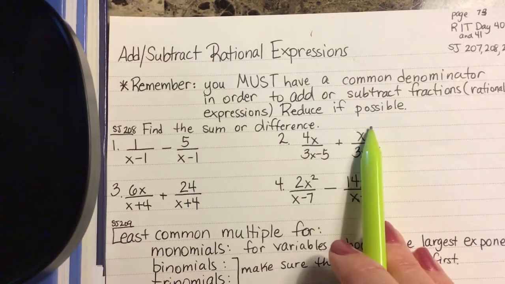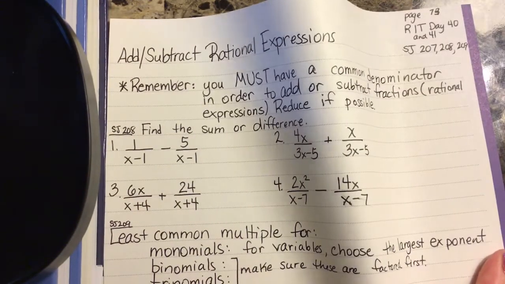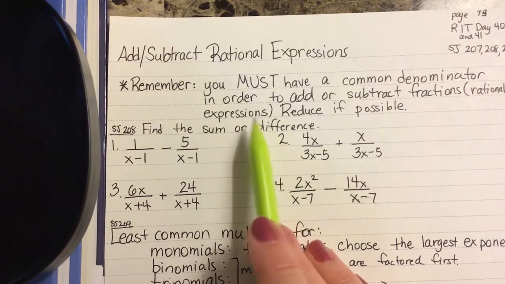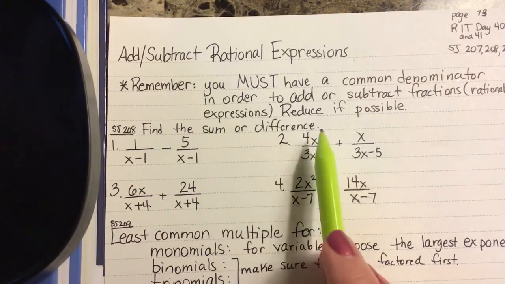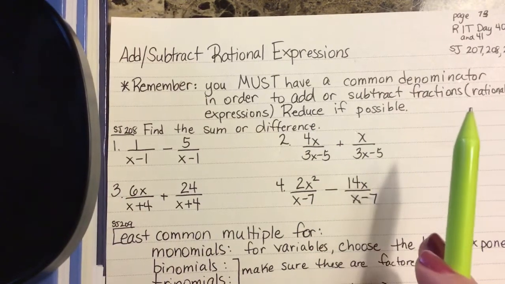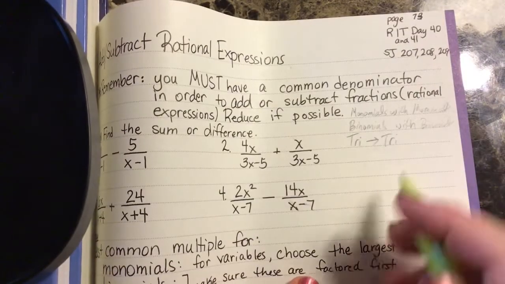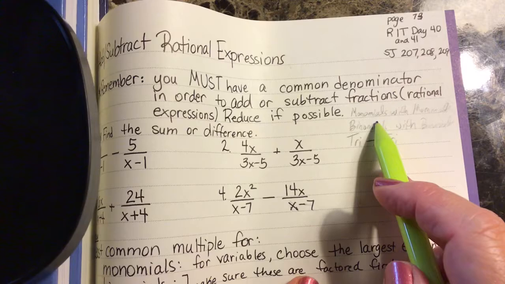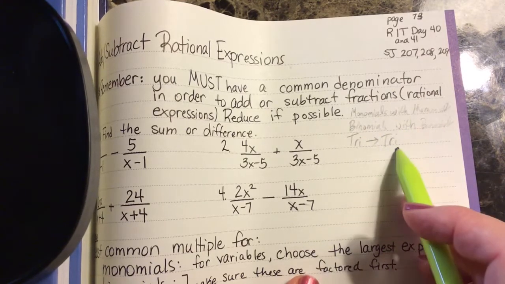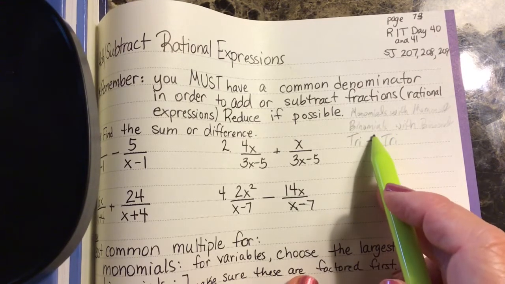The first thing I want to remind you is that you have to have a common denominator in order to add or subtract fractions, or another word for fractions, rational expressions. And then once you've found that common denominator, then you need to reduce if possible. Remember, you can only reduce if you have monomials with monomials, binomials with binomials, trinomials with trinomials. You can't take part of a monomial and reduce it with part of a binomial.